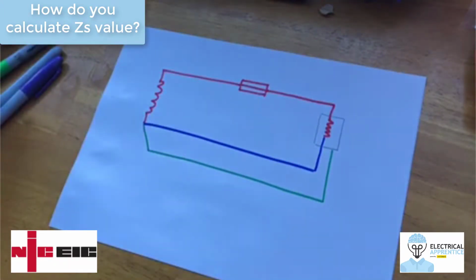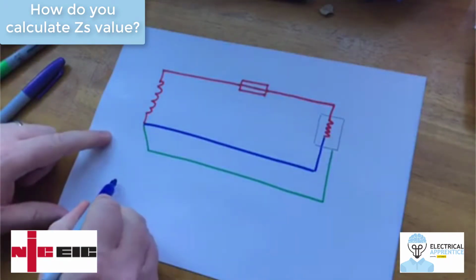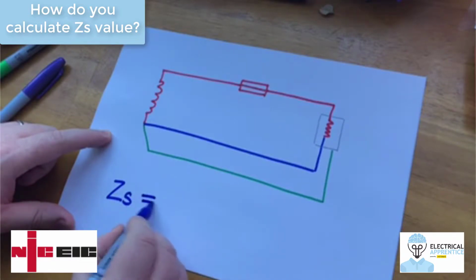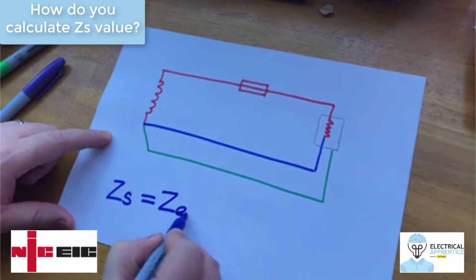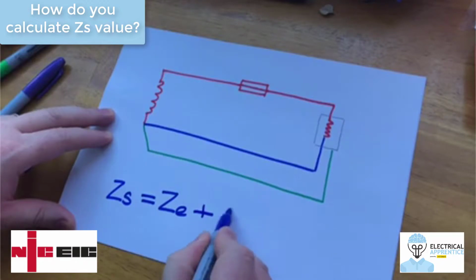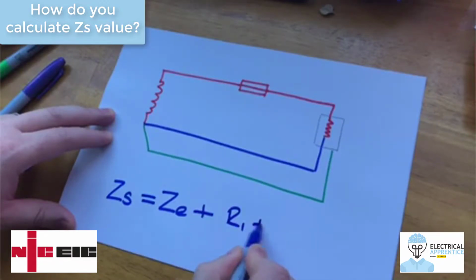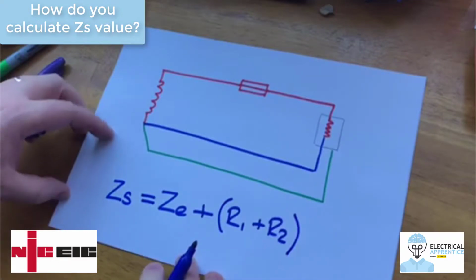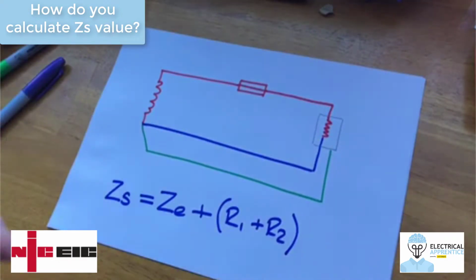Our question that we've got is how do you calculate ZS? So someone wants to know, how do you calculate that all important ZS? Well, ZS is equal to ZE plus R1 plus R2. We tend to look at that as part separately. I'm going to quickly explain what we mean here.